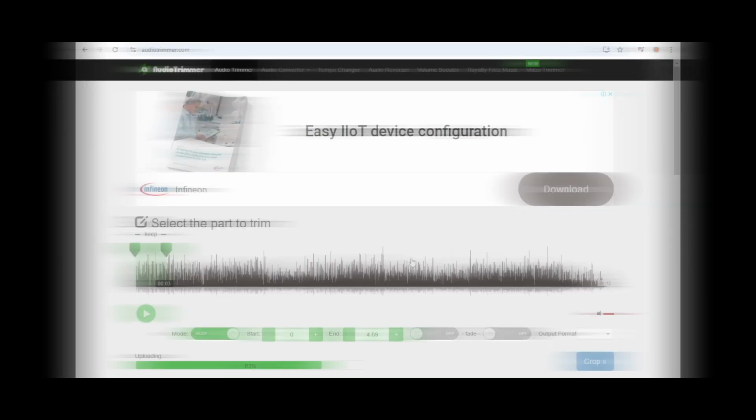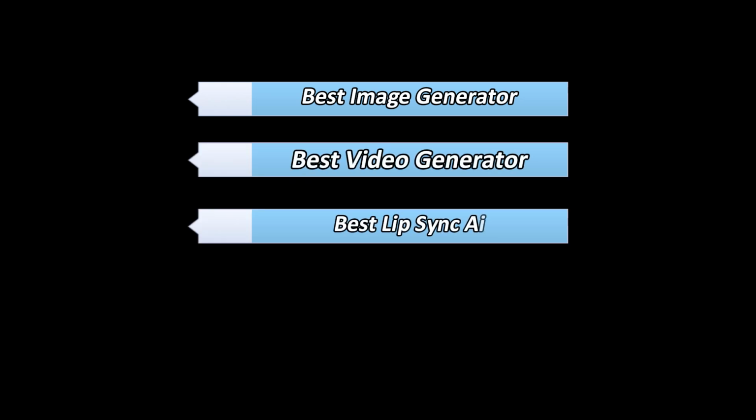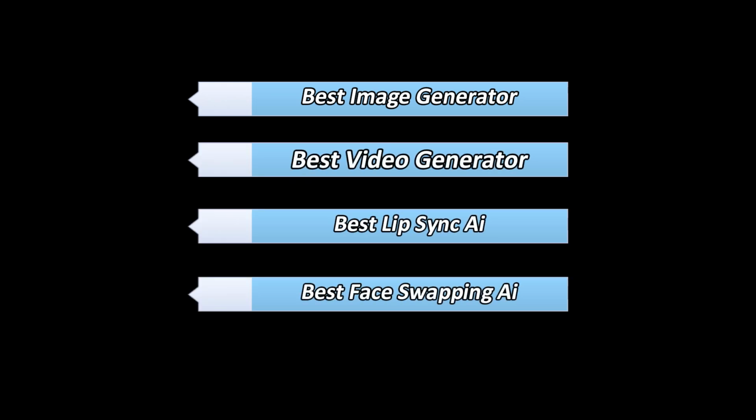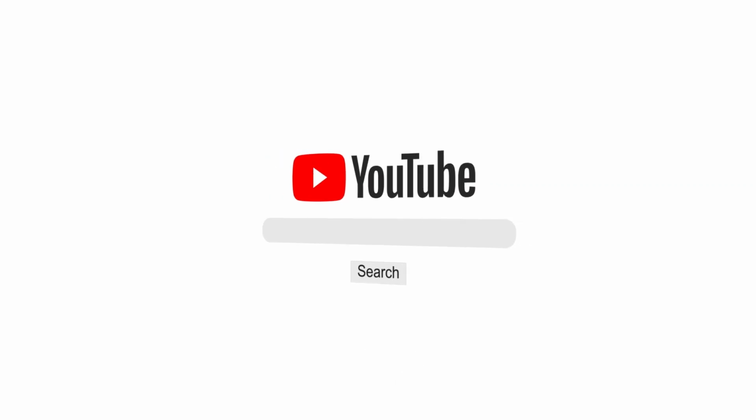After watching this video, you'll be able to create your own AI avatar exactly like you're watching. And you'll also learn how to use it in videos. To create an AI avatar, we need the best but free image generator, the best video generator, the best lip sync AI, and the best face swapping AI. So if you were searching for these tools, then just by watching this one video, you'll get both things done.